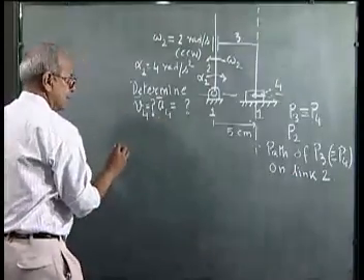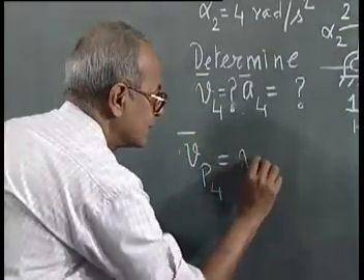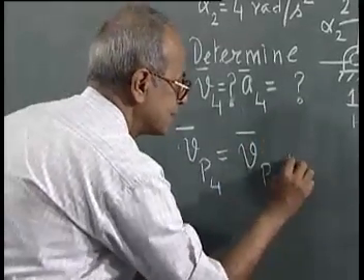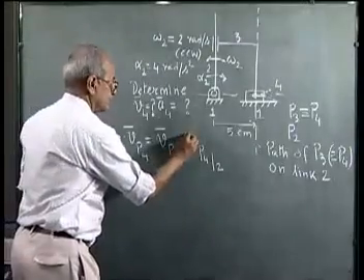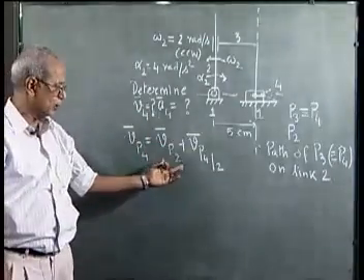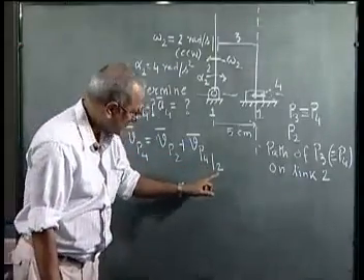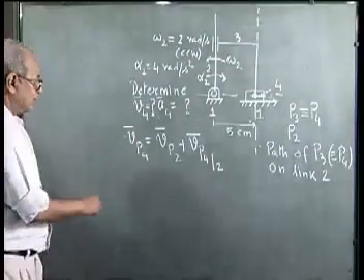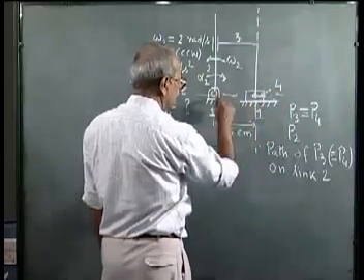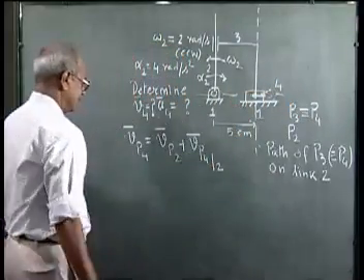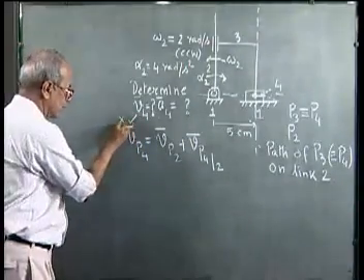Now we can write that velocity of P4 is velocity of P2 plus velocity of P4 on link 2. This relation we have derived earlier between coincident points belonging to two different links, 2 and 4: VP4 is VP2 plus V4 as seen by an observer on link 2. Now what we see, that velocity of P4 has to be horizontal because of this prismatic pair in the horizontal direction between 4 and 1, all the points on link 4 must move horizontally. So I know the direction of VP4, which is horizontal, but the magnitude is unknown.